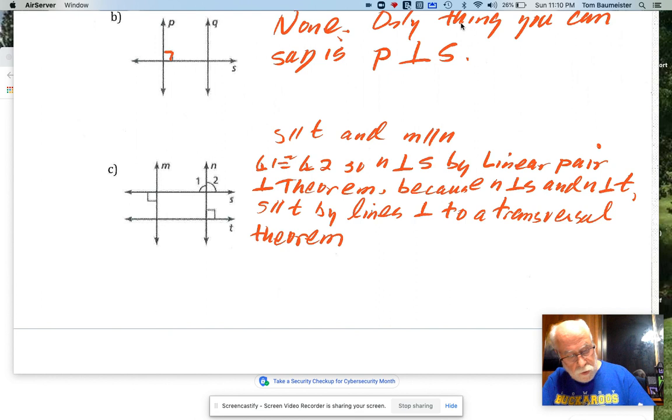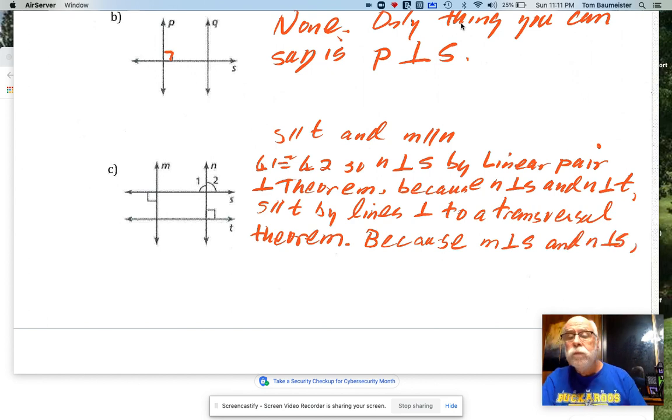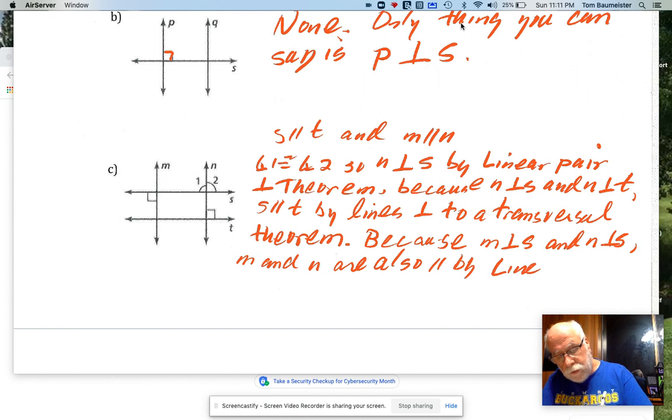All right, so I just showed you this one here. And then we can say that because M is perpendicular to S and N is perpendicular to S, M and N are also parallel by the lines perpendicular to a transversal theorem.